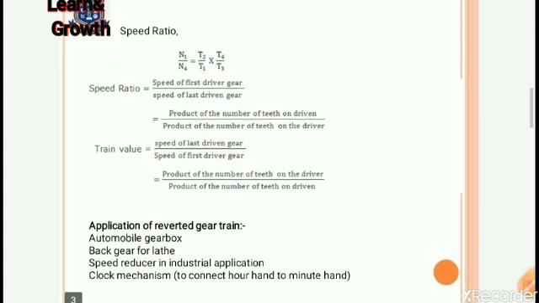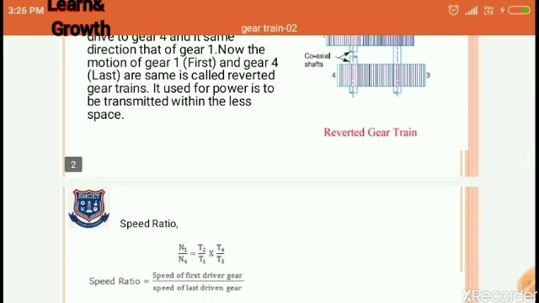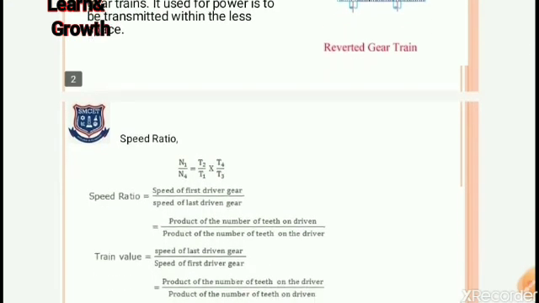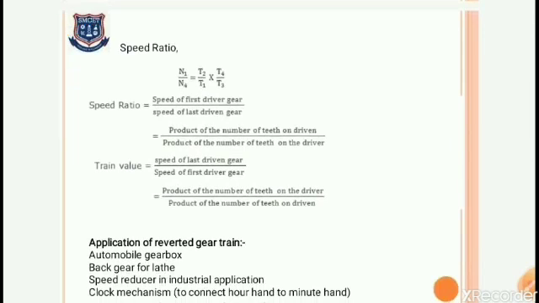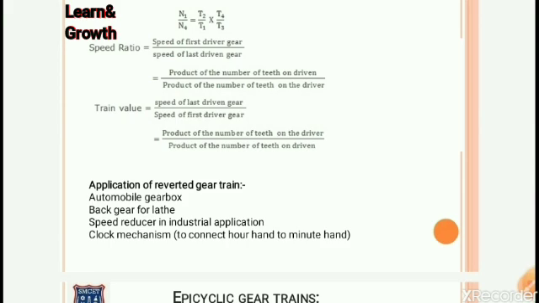Now we come to the speed ratio. In the figure, we can say that the speed ratio will be n1 by n4 equals t2 by t1 multiplied by t4 by t3, and the speed and the train value will be inversely proportional, meaning n4 by n1 will be the train value.